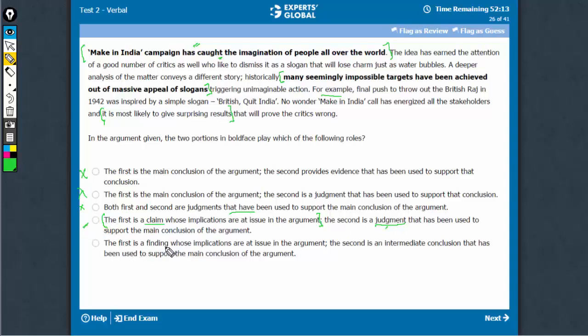Option E, finding. Okay, this can be called a finding also. This is not a deal breaker. Although claim is a better word, finding is not a deal breaker as such. So I cannot eliminate because of the first half. Let's look at the second half. The second is an intermediate conclusion. This is not a conclusion. Conclusion is something that comes out of reasoning. This is just someone's standalone opinion. So something has been derived out of this. This cannot be called an intermediate conclusion. Just not correct. It supports the main conclusion, but it is not an intermediate conclusion. Option E can also be eliminated. D is the right answer choice.